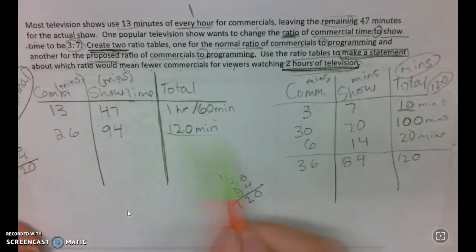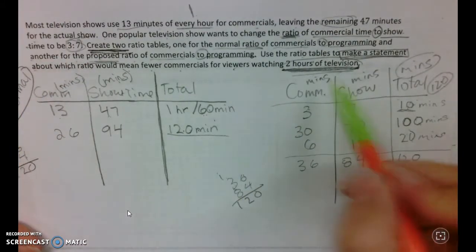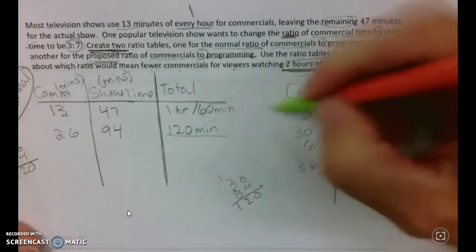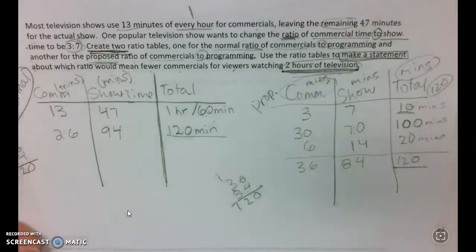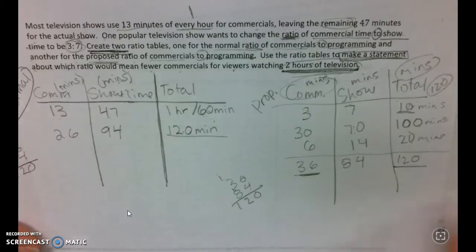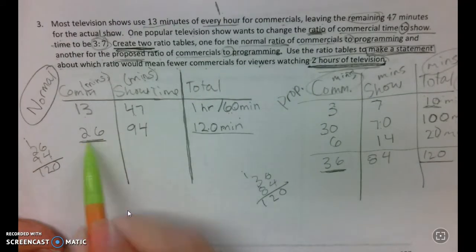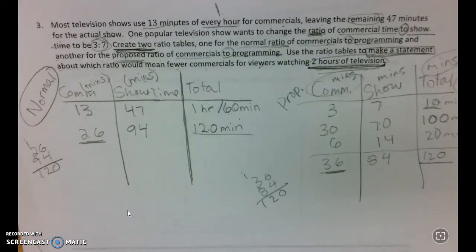Now I can compare for 2 hours the amount of commercials. Well, for our proposed amount, we have 36 minutes of commercials, and we have 26 minutes of commercials for the normal.